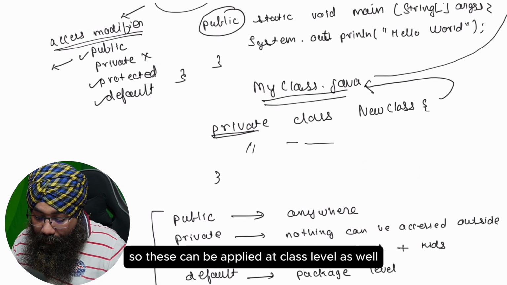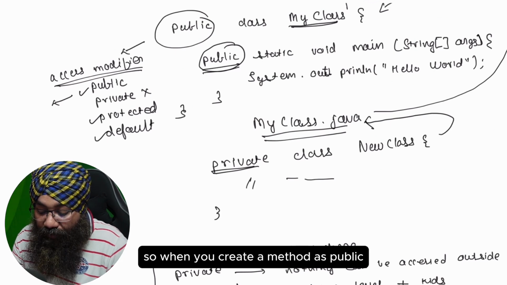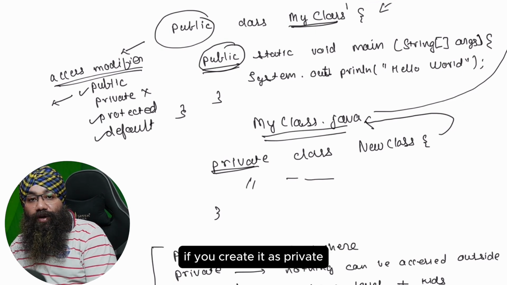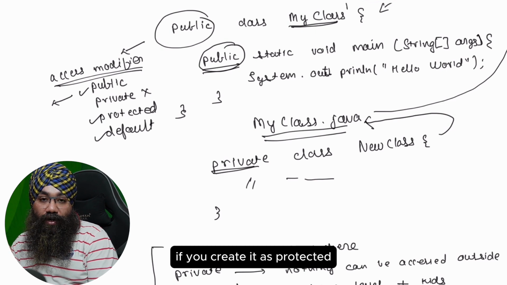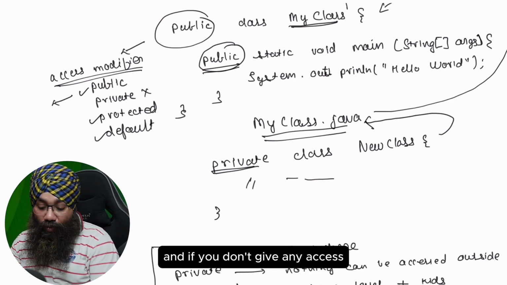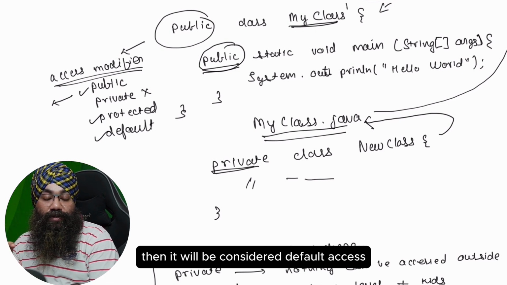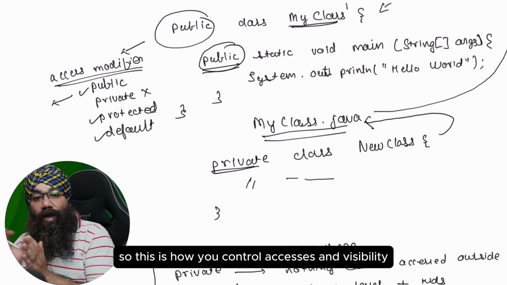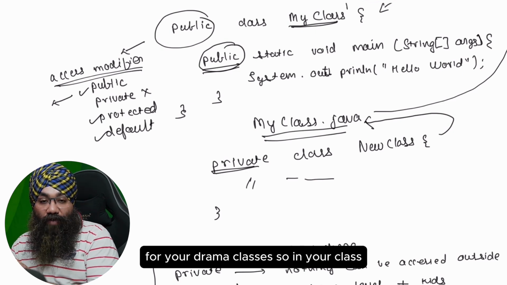These can be applied at class level as well as at method level. When you create a method as public, it can be accessed anywhere. If you create it as private, it cannot be accessed from outside. If you create it as protected, it can be accessed in the same package and subclasses. And if you don't write anything here, it will be considered default access, which is package level access. So this is how you control access and visibility at class level and method level for your Java classes.